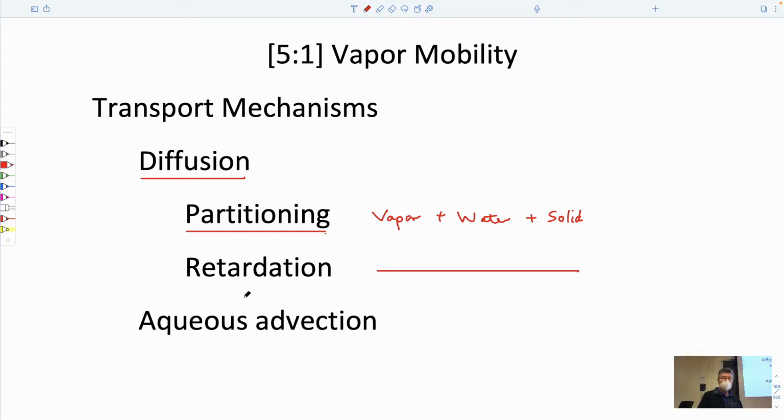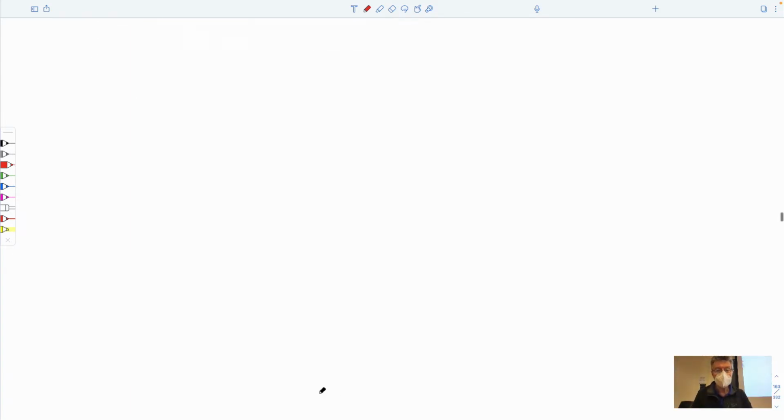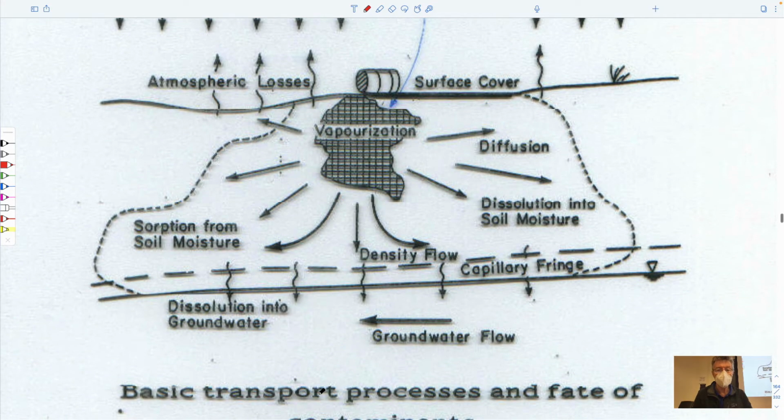And so if we look at that, that gives us an ability to be able to say about how quickly diffusion may occur. And then we'll look at a second mechanism by which it can be transported, and that is by advection in the liquid phase. And so this is the basic idea of what we're looking at.